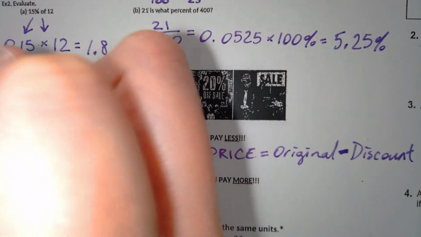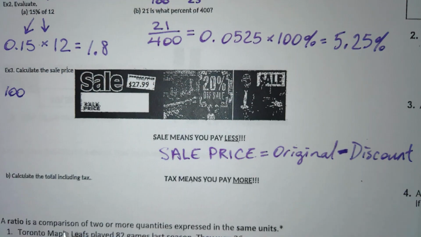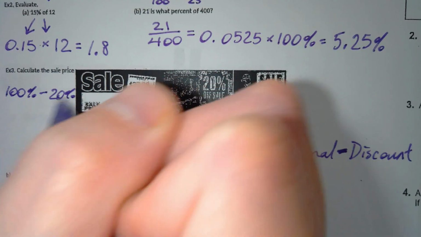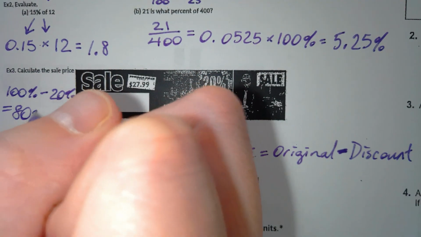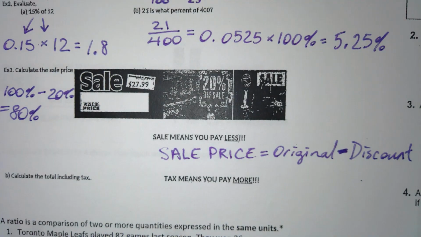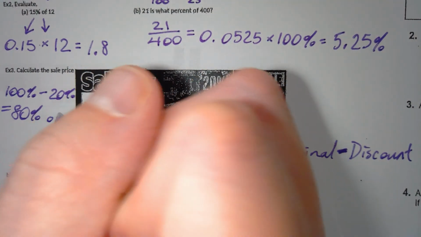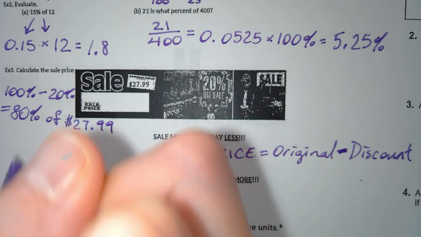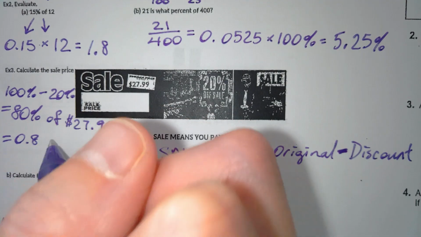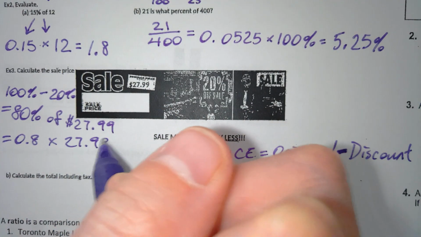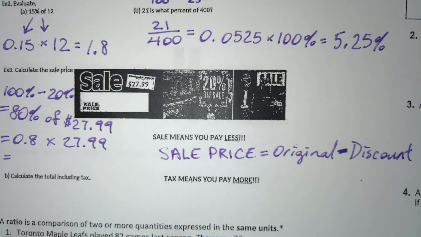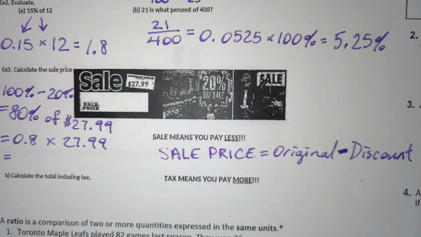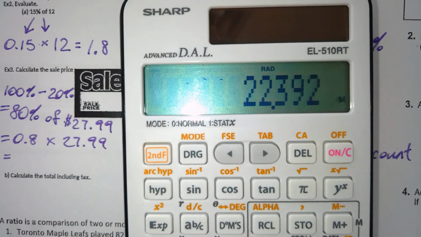Right. Good job. Okay, so the shortcut way is I know 100% of the sale price. It's 20% off. So that means I'm paying 80% of the full price. So I can do 80% of $27.99. Okay, so when I do that, 0.8 times $27.99, I get this. So how much is the sale price?